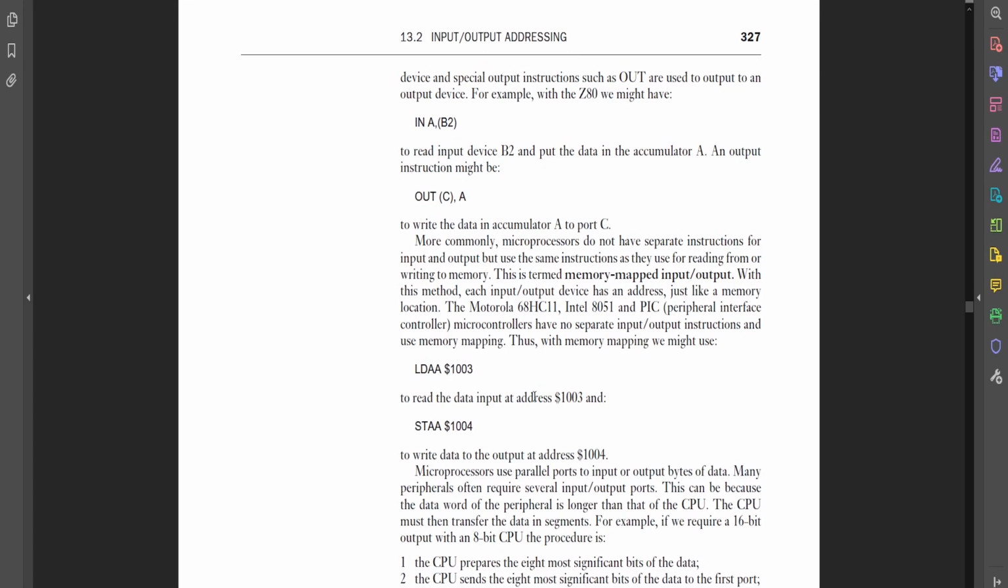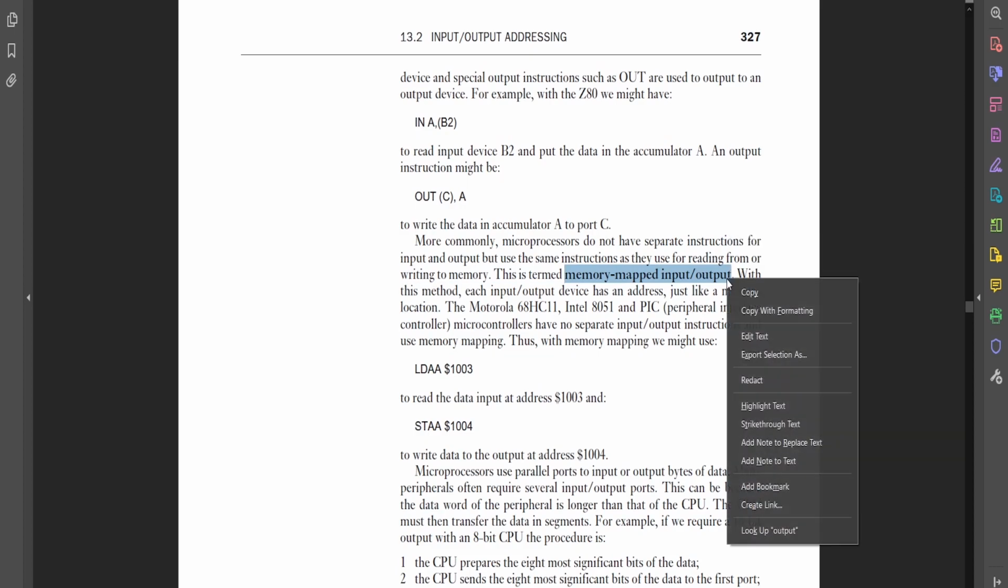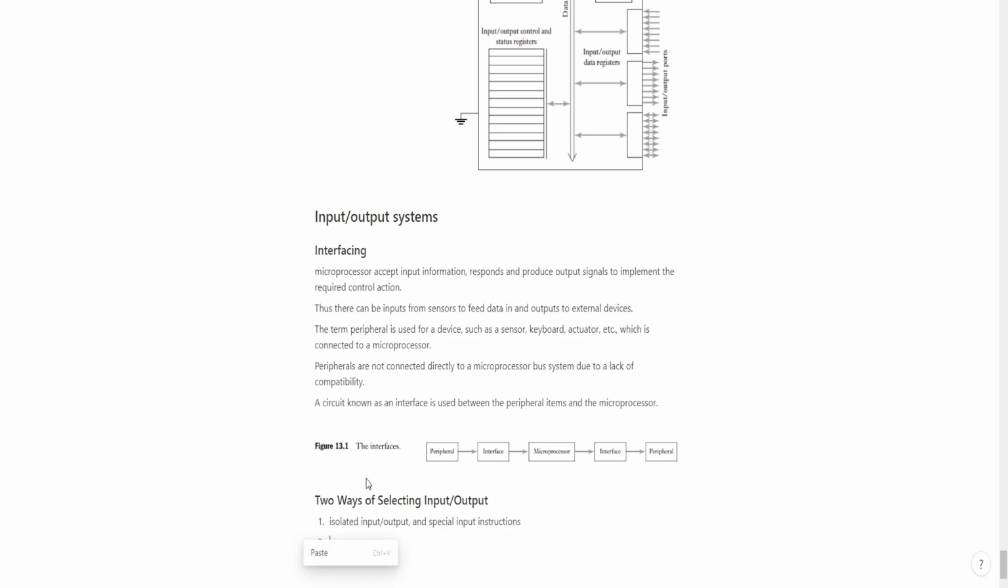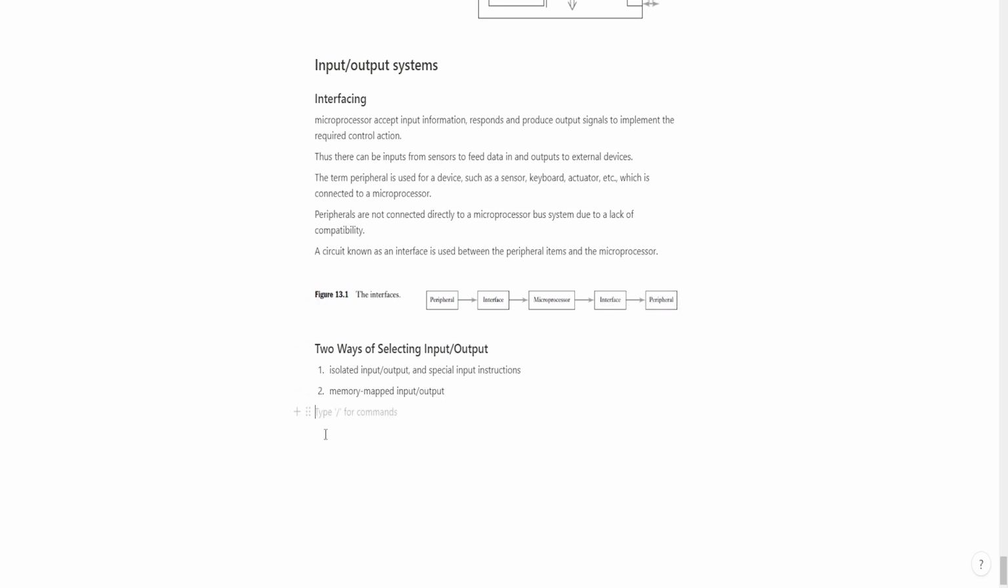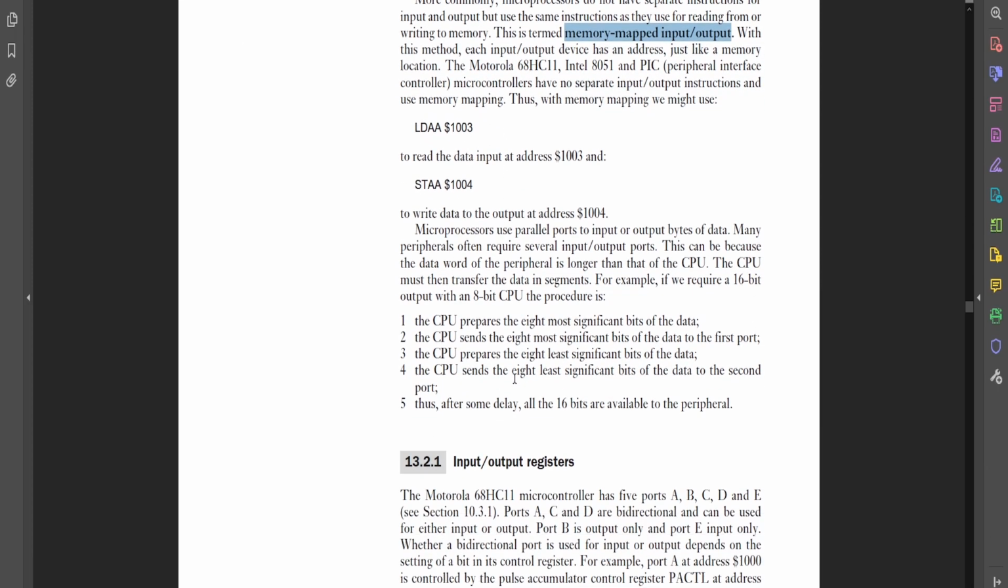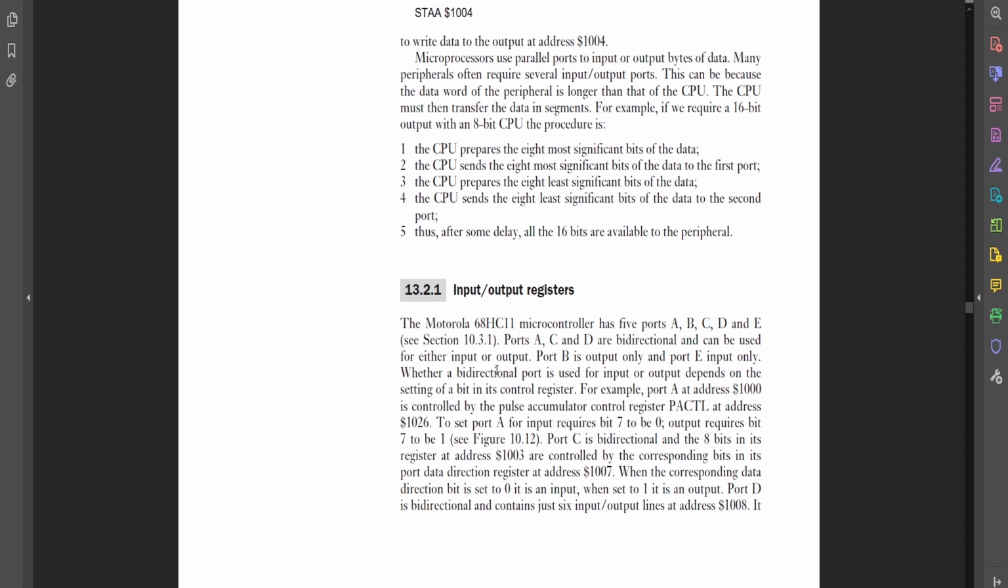And then number two is memory mapped input output. I'm not bothered about what these mean. I don't know what those mean. Like I said, just trying to get a nice overview of what we're talking about and not really get into the weeds. So input output registers.